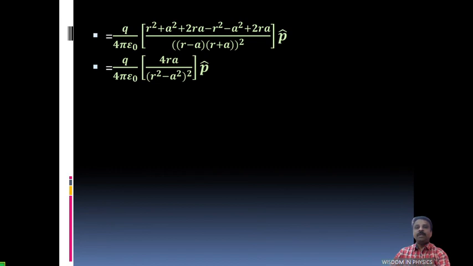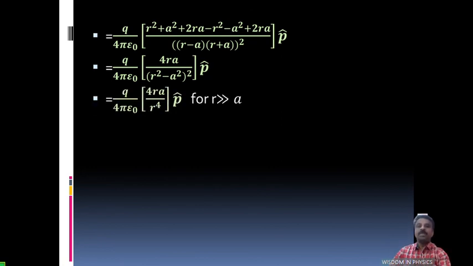When r is very much greater than a, let us assume this. If you choose a point P at a larger distance from the dipole, you can neglect the quantity a square, because a is very small, so a square is negligibly small. So you will get (r square) the whole square, which is r power 4. And if you cancel one r, you get this quantity 4a divided by r cube.